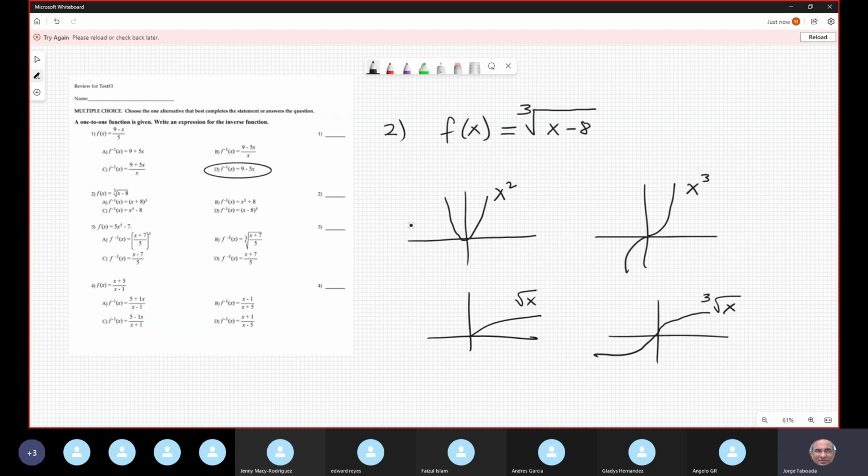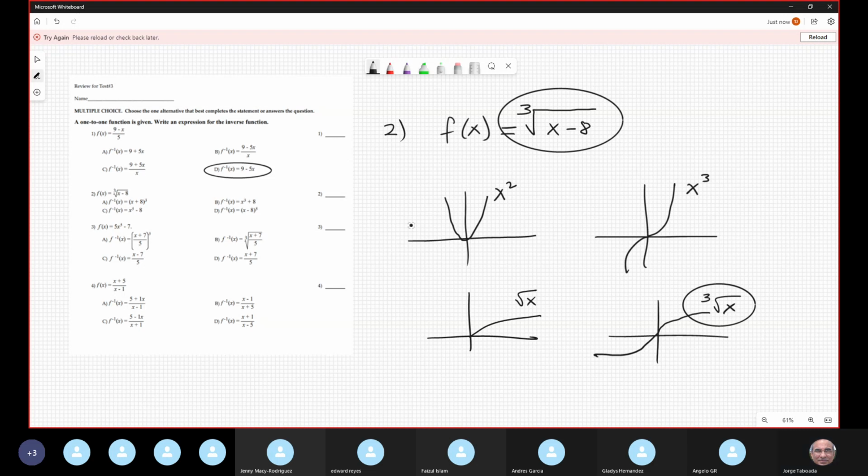So what is the connection between this guy and this guy? Do they belong to the same family or not? Yes. What is the only transformation that you can see? Minus a. It will say a unit to the right. It's a horizontal shift, a unit to the right.